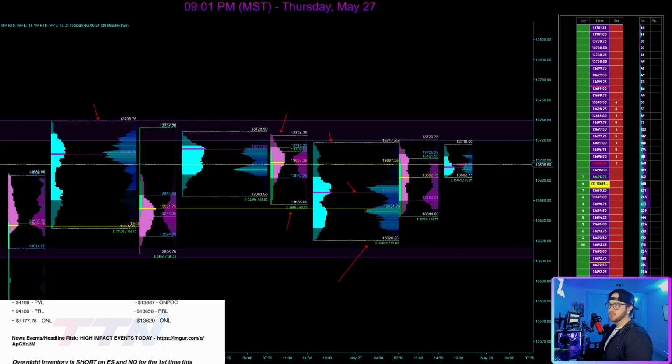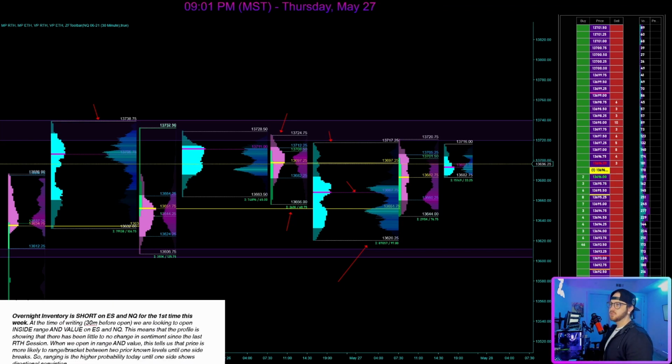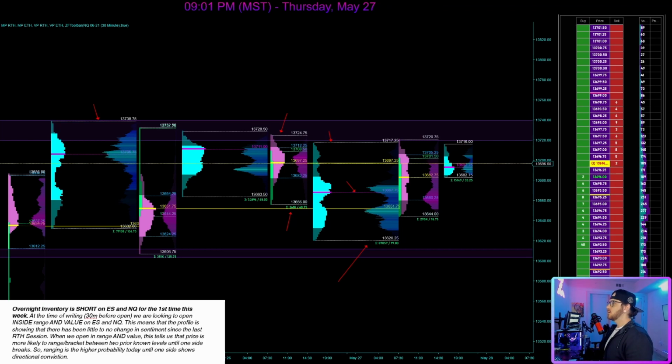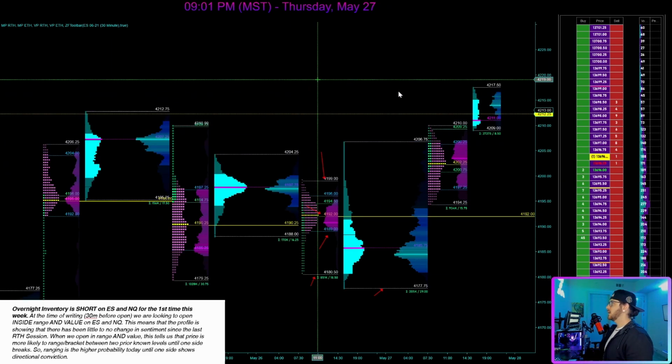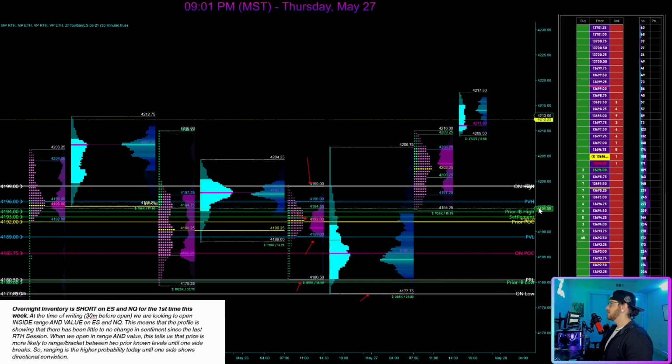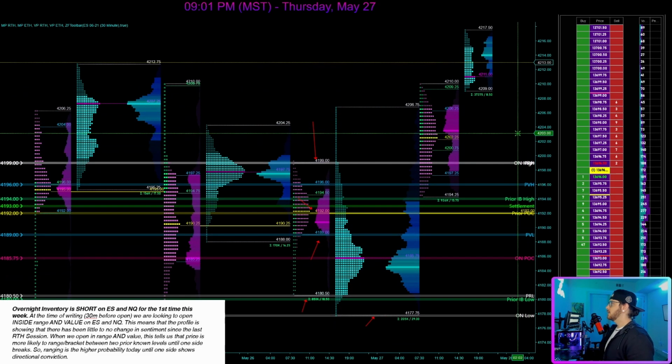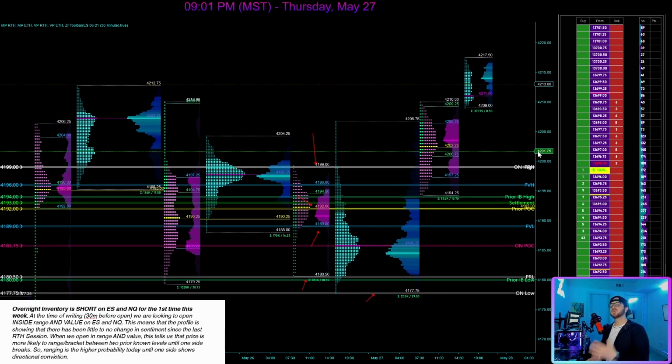Moving on from the key levels, we will get into my pre-market analysis, starting with the overnight inventory. I will go back to ES, flip my levels back on, and we will dig in. Overnight inventory was short on ES and NQ for the first time all week. At the time of writing, about a half hour before open, we were looking to open inside range and value on both ES and NQ.